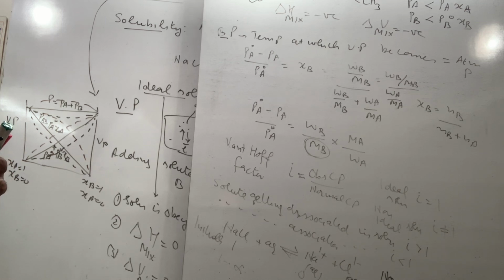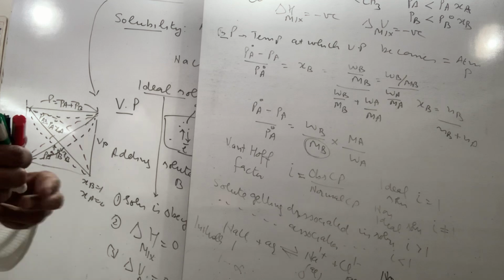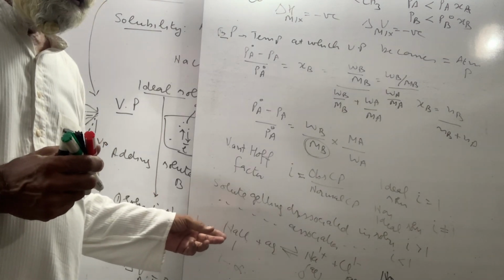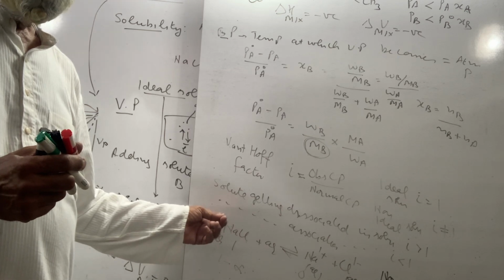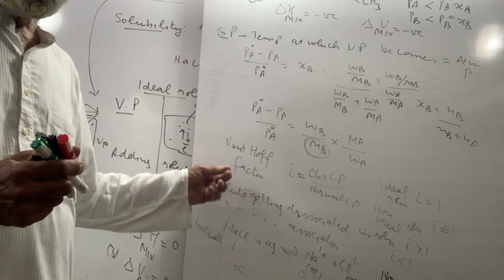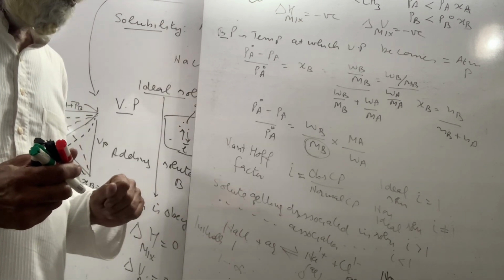So what is i? i is the Van't Hoff factor. What is alpha? Alpha is known as the degree of dissociation. Degree of dissociation is always out of 1. So 1 out of 1 means 100% dissociation, and 0.2 out of 1 means 20% dissociation. The degree of dissociation is there in the case of ionic equilibrium also.